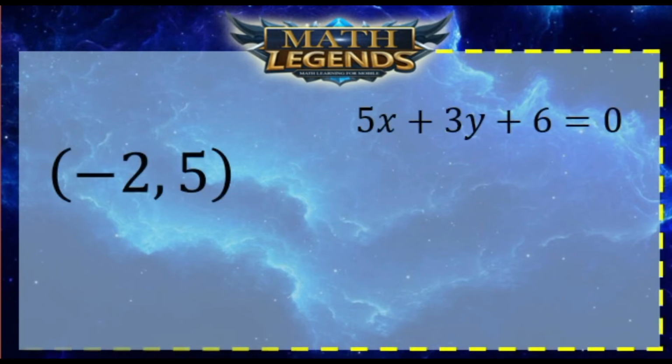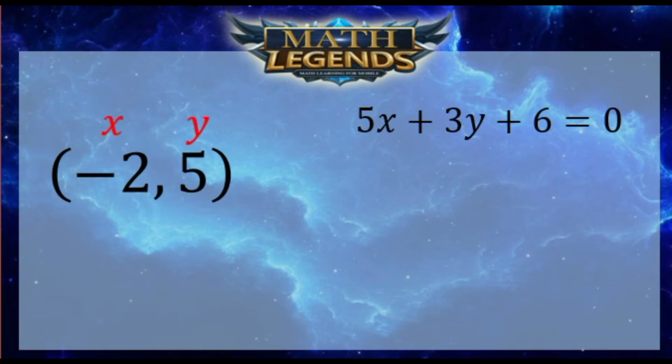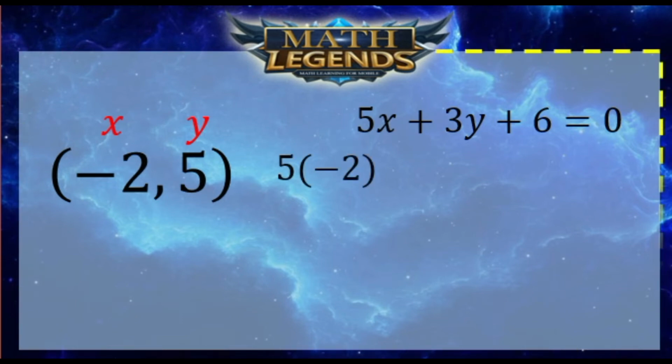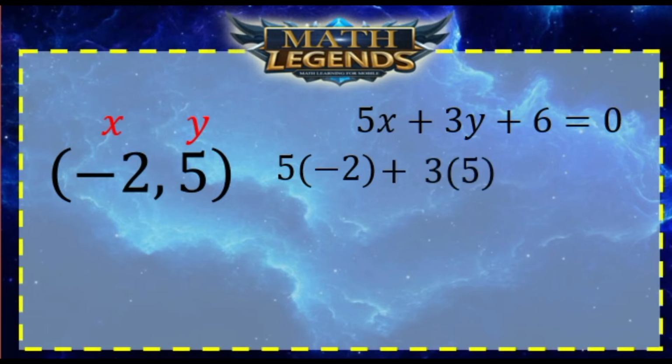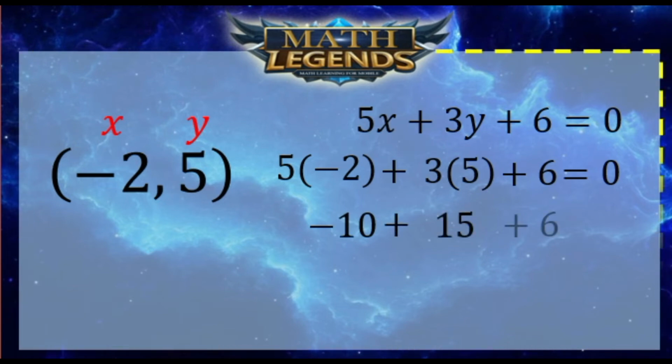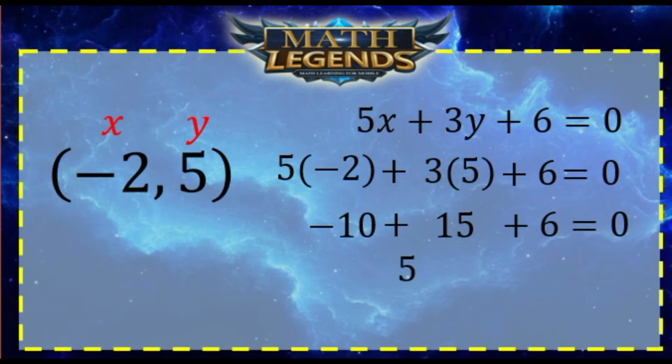Let us start first with negative 2 and 5. Given that x is equivalent to negative 2 and y that is equivalent to 5, let us try to substitute. 5x will become 5 times negative 2 plus 3y will become 3 times 5 plus 6 is equal to 0. 5 times negative 2 will become negative 10 plus 3 times 5 will become 15 plus 6 is equal to 0. Negative 10 plus 15 will become 5 plus 6 is equal to 0.